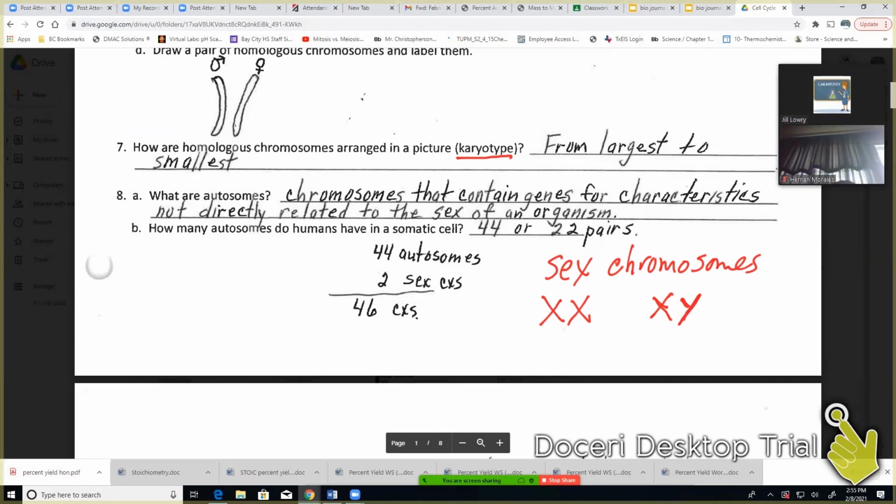Does anybody know whether XX is female or male? That is female, exactly. And if it's XY, then it's going to be male. And out of your 23 pairs, you only have one pair of those. And when you see a karyotype, they always list those at the very last.